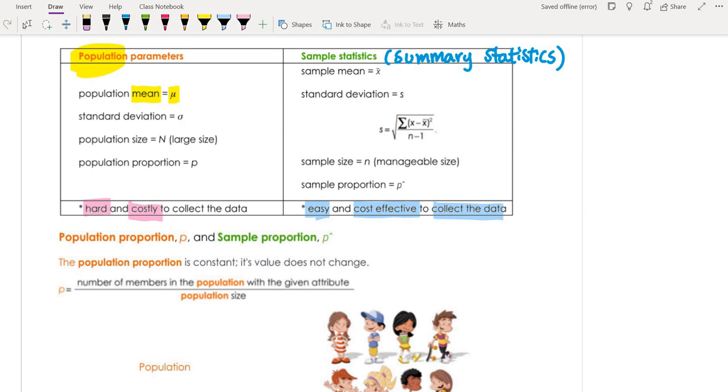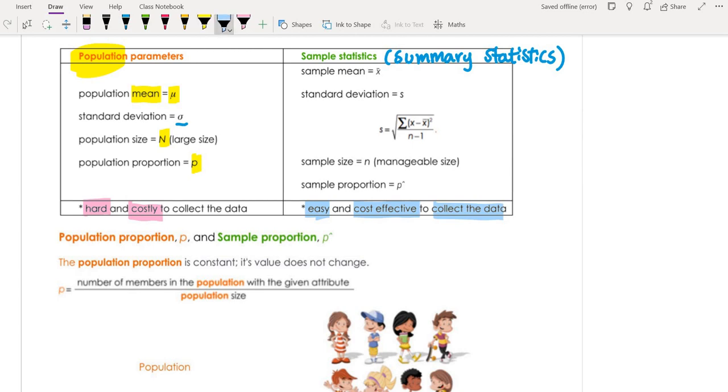So if you look at this notation here, you already know you're talking about the population and the standard deviation of that population. And if we're talking about the size of the population, so how many people are in the population, we use capital N. And population proportion, which we'll cover in a moment, we use P.